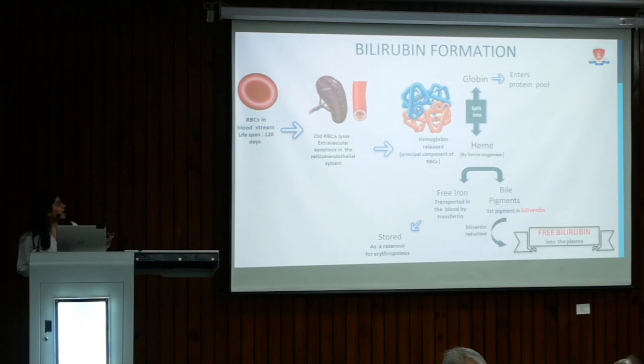Formation of bilirubin. Red blood cells in the bloodstream have a lifespan of about 120 days, after completion of which they enter the reticuloendothelial system to undergo extravascular apoptosis. After the breakdown of RBCs, hemoglobin is released, which is further broken down into globin and heme. Globin enters the protein pool in the plasma to be reutilized, whereas heme, due to the action of the heme oxygenase enzyme, splits into free iron and bile pigments. Free iron is transported in the blood by transferrin and stored as a reservoir for erythropoiesis, whereas the bile pigment, first of which is biliverdin, due to the action of biliverdin reductase, is converted to free bilirubin in the plasma.